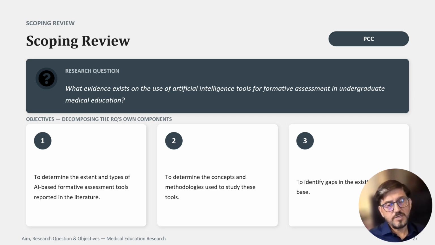Scoping review, as I said, is about testing your ideas. Researching about ideas or concepts. So we're using a PCC framework here, and the question is, what evidence exists on the use of artificial intelligence tools for formative assessment in undergraduate medical education.